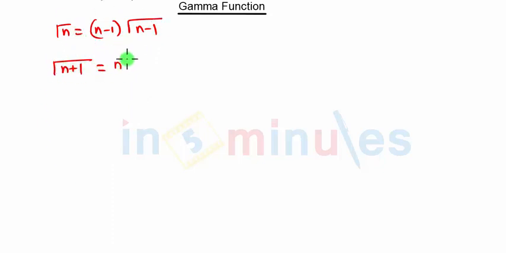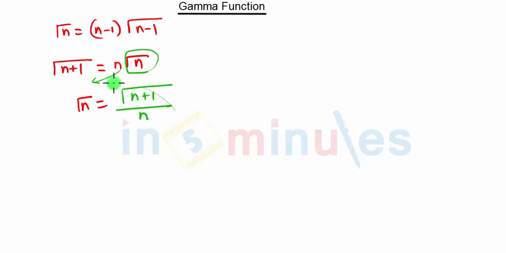Again we have another. We know that gamma of n is nothing but n minus 1 into gamma of n minus 1. So what will be gamma of n plus 1? If we apply this property, it will be n into gamma of n, since I am subtracting 1 from this. So we can write gamma of n, taking n in the denominator, as gamma of n plus 1 upon n. So this is one of the properties.